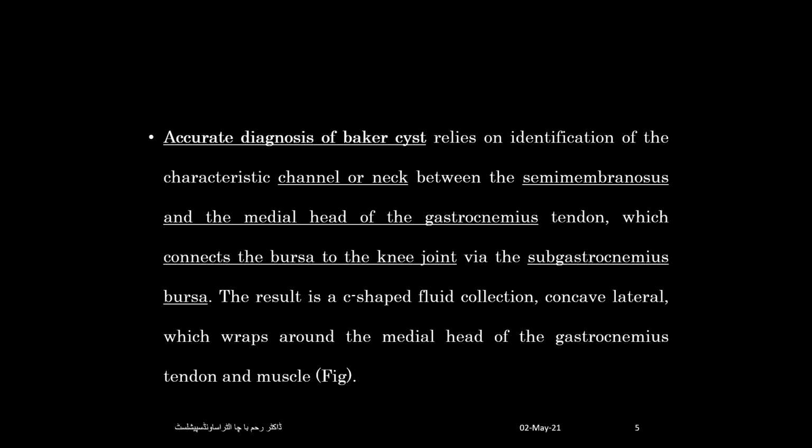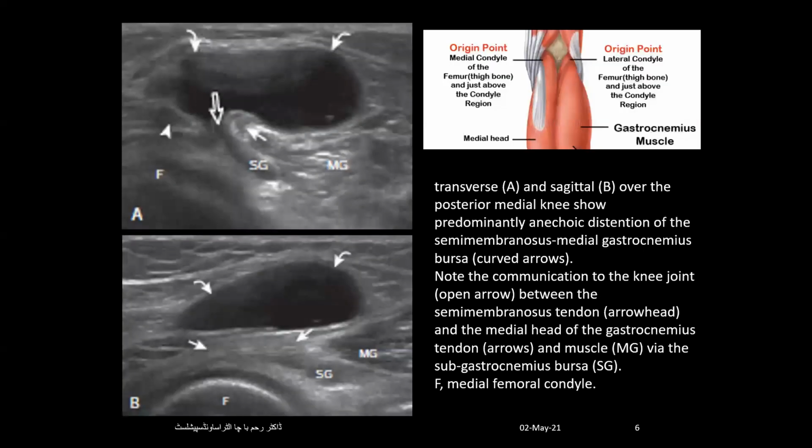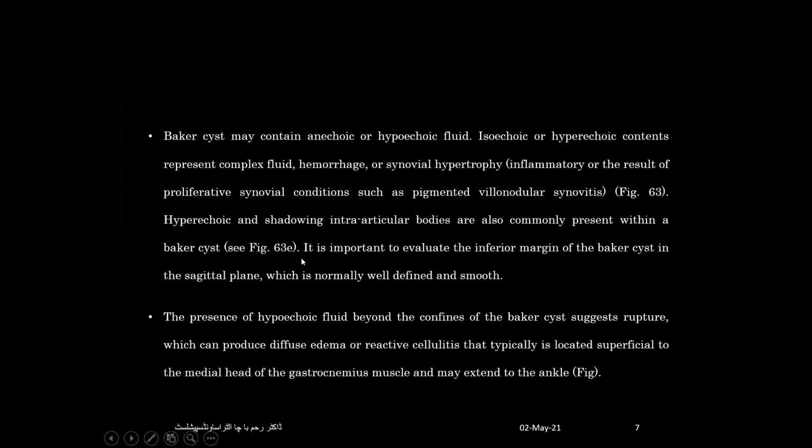So the bursa will extend and wrap around the medial head of gastrocnemius tendon. That will appear just like a C-shaped structure. And it is important to interrogate the neck of the bursa, because that neck will be present between the medial head of gastrocnemius tendon and the semimembranosus tendon. Sometimes it can become enlarged too much. So here in this image you can see this is the medial head of gastrocnemius muscle.